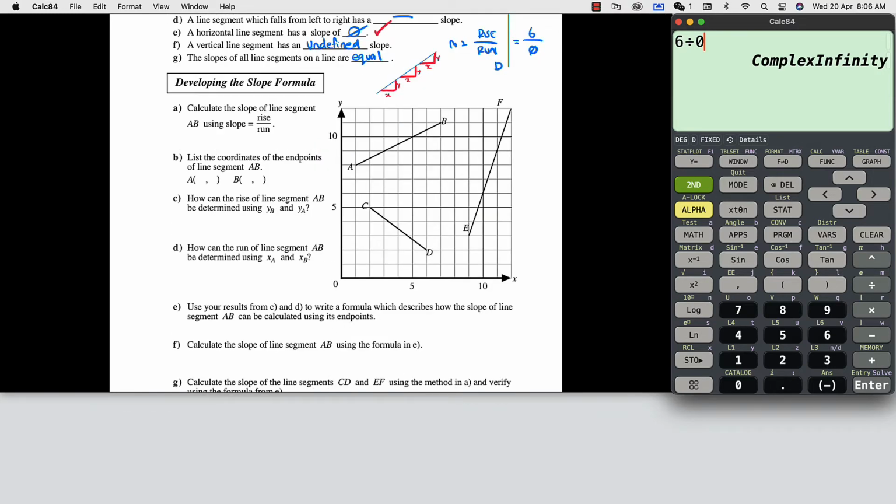All right, let's look at this section, developing the slope formula. So part A says, calculate the slope of line segment AB using slope equals rise over run. So essentially, what I need to do is start at point A and go to point B right here. So how far up am I going? From point A, I'm going up 1, 2, 3. And how far over am I going? 1, 2, 3, 4, 5, 6. So it has a rise of 3 and a run of 6.